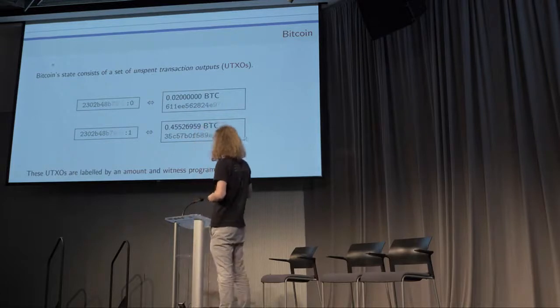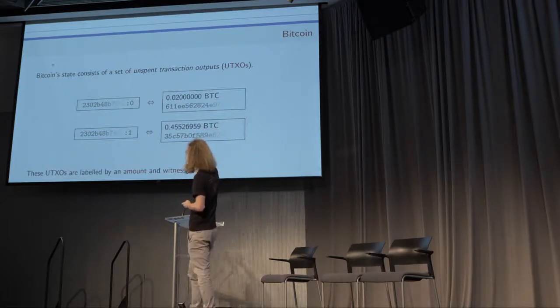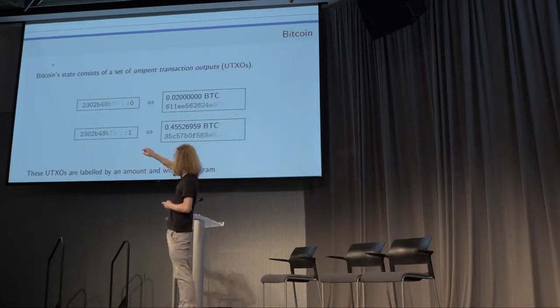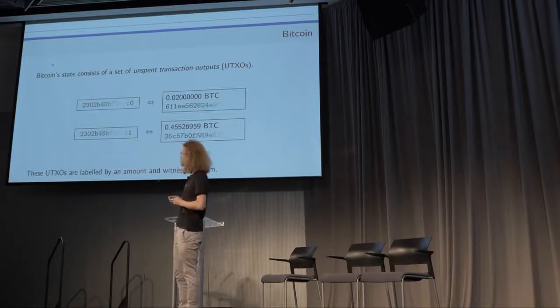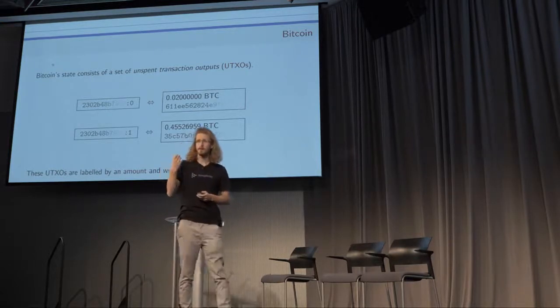So every UTXO has kind of this ID thing here that's on the left. You can see this giant hash that I've cut off, and then a number. The hash represents the transaction that the output was created in. The number is just which output of that transaction it was, starting from 0, 1, 2, 3. Okay, and every UTXO has an amount. This is where the coins are. They're on the UTXOs. And something called a witness program.